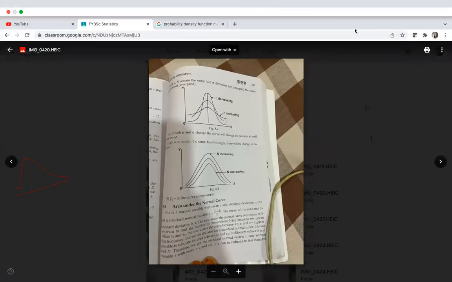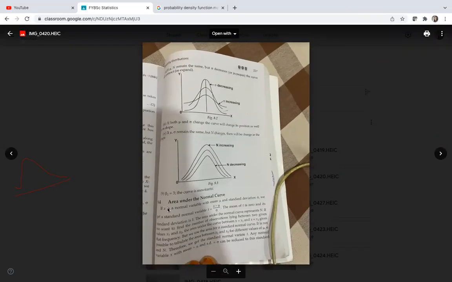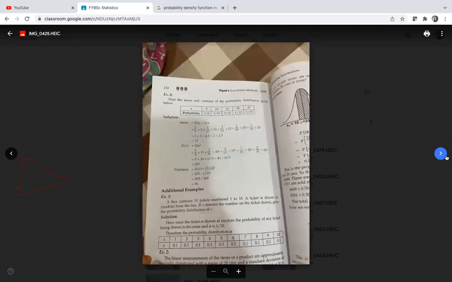Any doubt so far? Any doubt? No, ma'am. Now we will start thinking about what is the area under the normal curve. This is called a normal curve, a bell-shaped curve, as we have been seeing. So we are going to consider these three variables: x, mu, sigma. Now we'll see what this x is also.